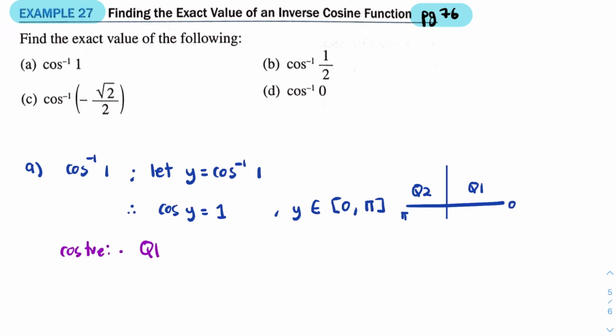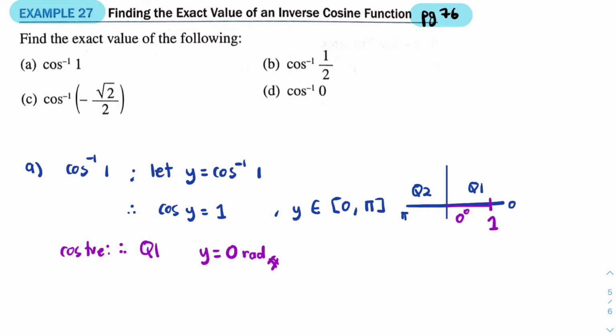Cosine is positive, so it is at quadrant 1. Now, when is it that cosine y will give you 1 over here? It happens that the angle y for cosine will be only y equivalent to 0 degrees. But if you want to find it in terms of exact value, just put 0 radian. So that will be your answer. Okay, as simple as that. You just have to determine what your quadrant is and what your special angle is for that certain exact value.